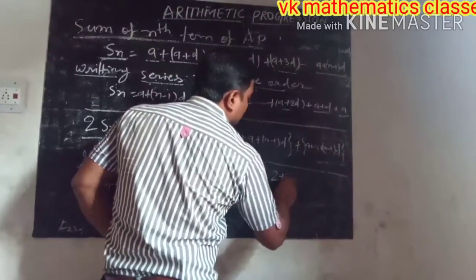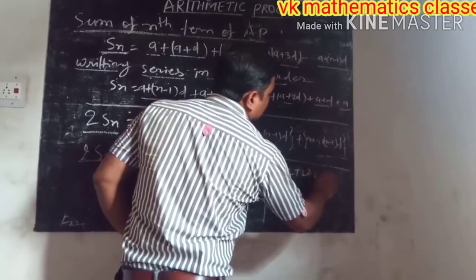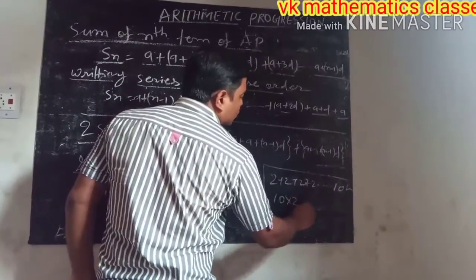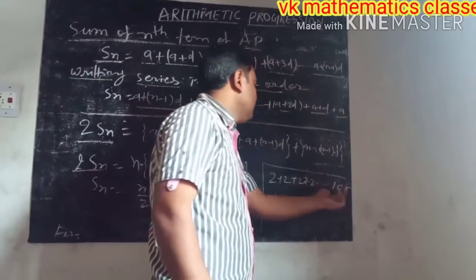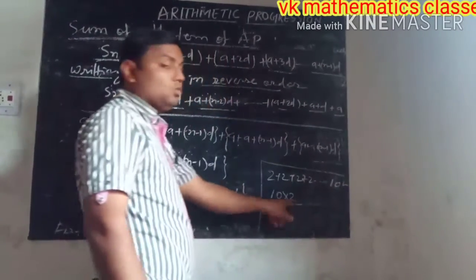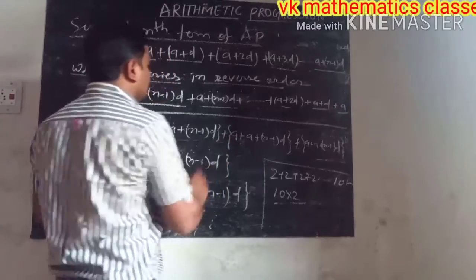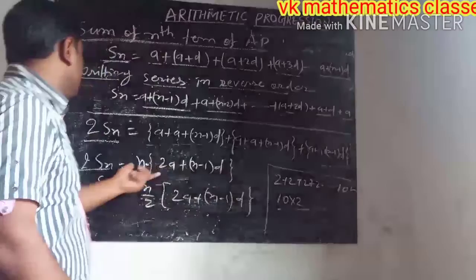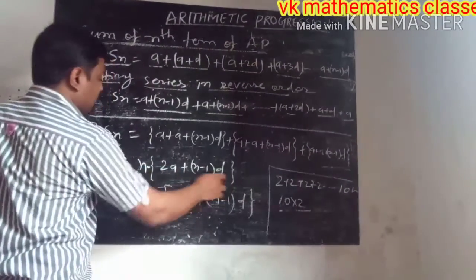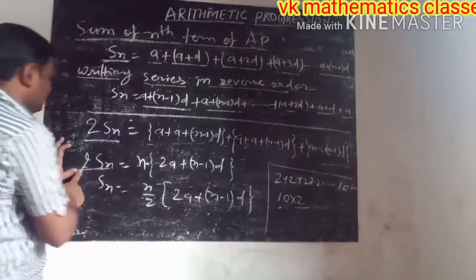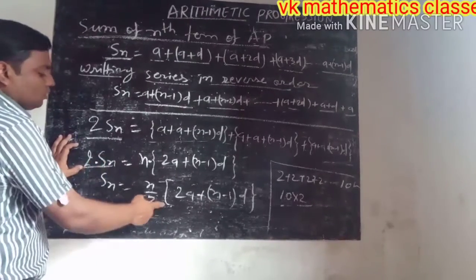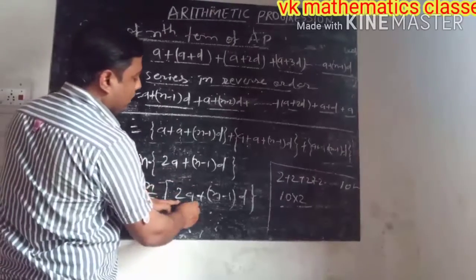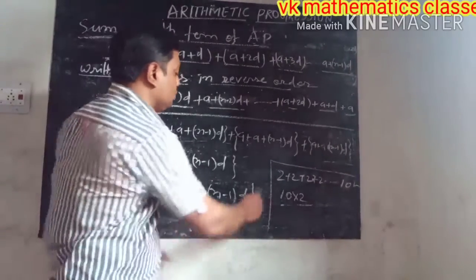Suppose 2 plus 2 plus 2 plus 2, this is 10 times. So we will multiply here 10 into 2, the number of terms being added, 10 times. This is the same condition. This term occurs n times, so n into this term. And these two are multiplied, so dividing by 2, we get n by 2, 2a plus n minus 1 into d.